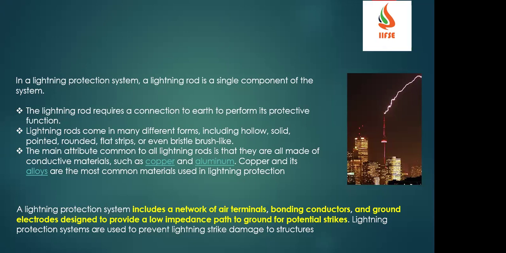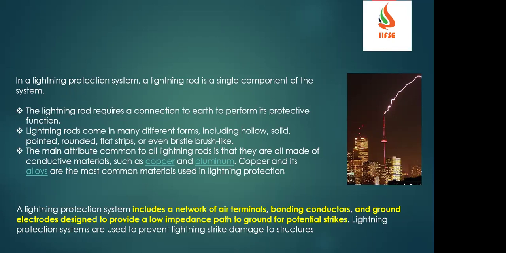The main attribute common to all lightning rods is that they're all made of conductive materials. Conductive material means these materials have a natural habit of allowing the charges through them and passing them to the earth. The main attribute is conductive metals such as copper and aluminum. Copper and its alloys are the most common materials used in lightning protection. Copper and aluminum are good conductors, but compared with aluminum, copper is a very good conductor. So mostly they use copper for manufacturing such lightning arresters.